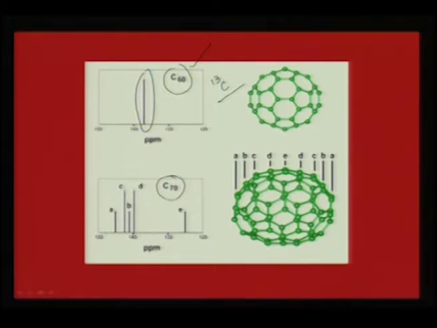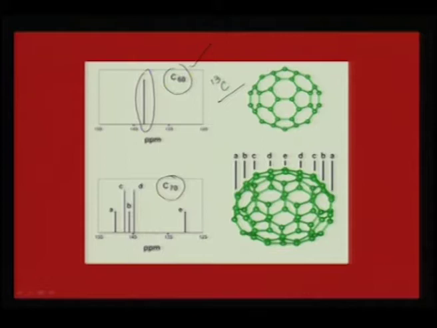Therefore, it is very easy for us to map whether we have C60 or C70 as a mixture, and in C70 you do not have the same sort of symmetry. Therefore, there are 5 different carbon centers in C70. As a result, you would actually find 5 peaks in C13 NMR.